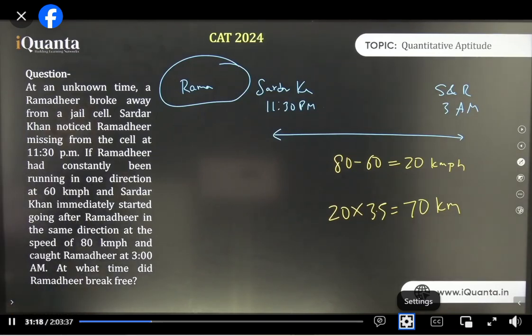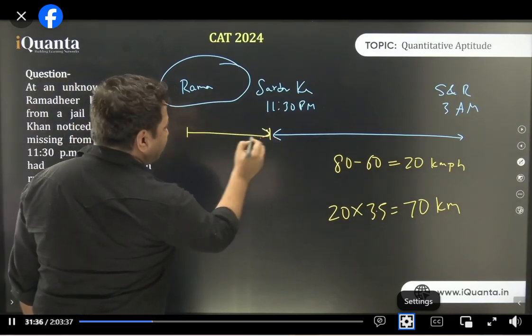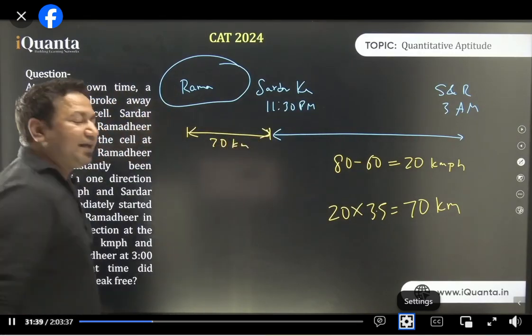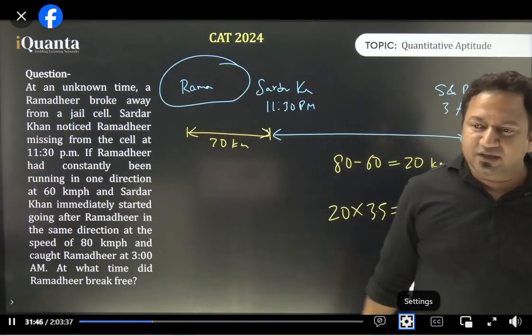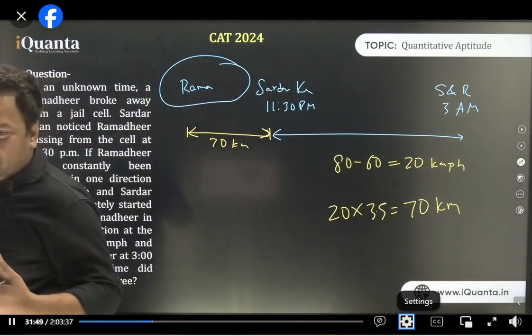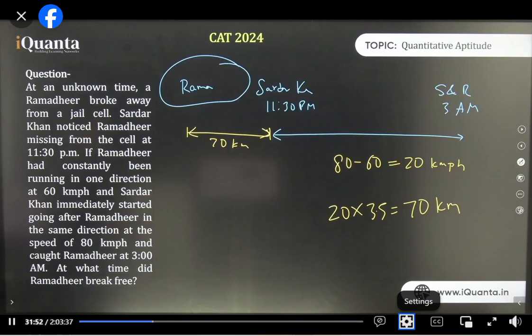Sardar Khan must have traveled 70 kilometers more than Ramadhir Singh. Right? So where has the 70 kilometers come from? This 70 kilometers has come from here. It was 70 kilometers which Ramadhir had already covered. Clear? So Ramadhir had a head start of 70 kilometers. Why more? Because he is traveling faster.